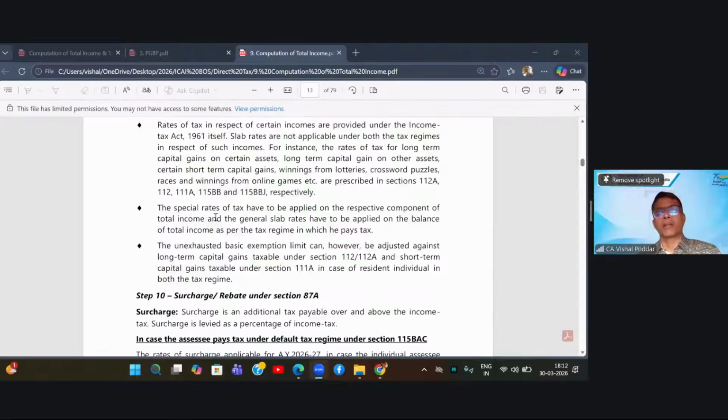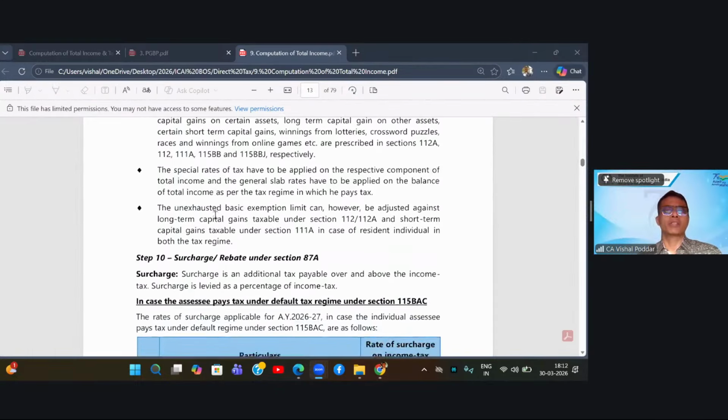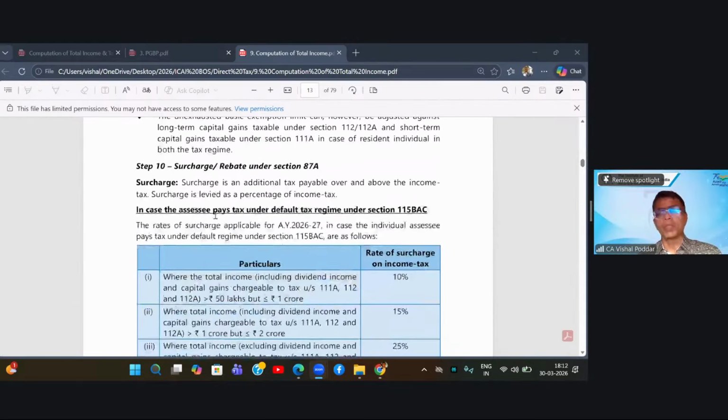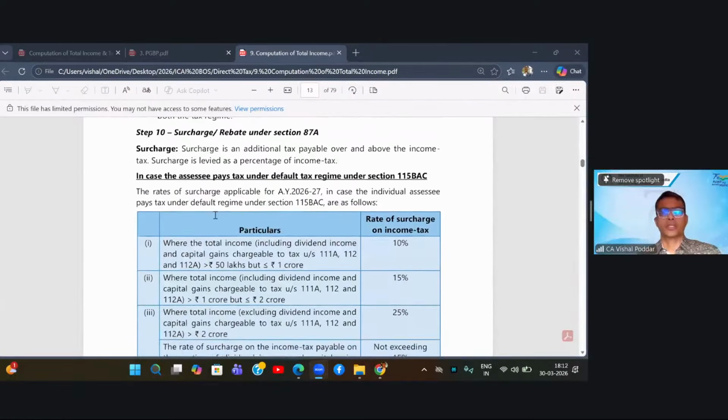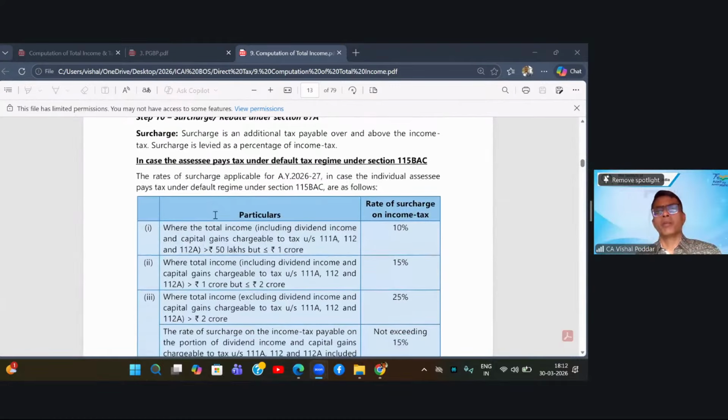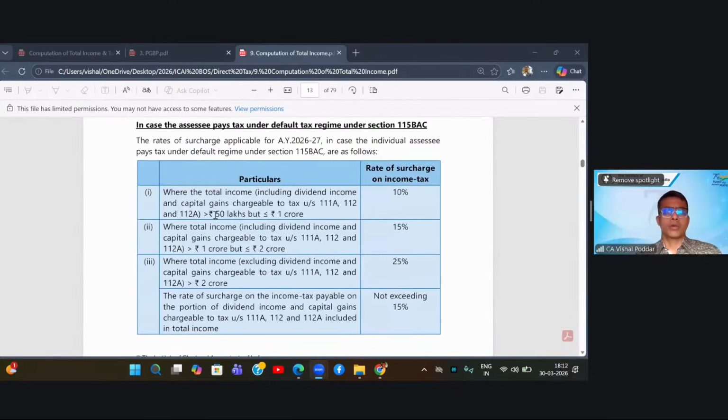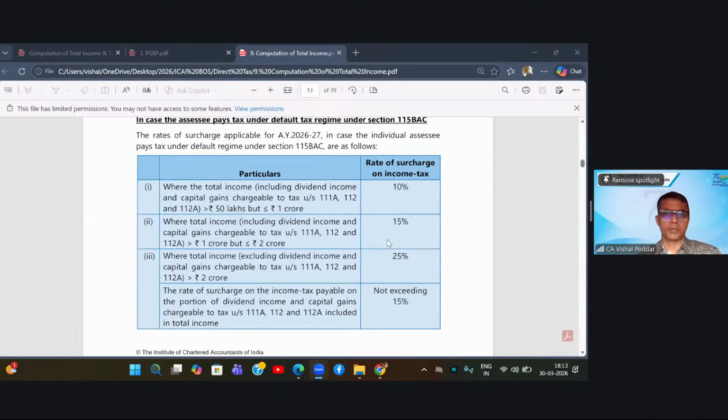These are the tax rates on winnings and virtual digital assets. So these are having special tax rates. Now comes another point, that is surcharge. Now again, depending upon the scheme, there are 2 different surcharge slabs. So firstly, under the new scheme, that is the default regime, if your income exceeds 50 lakhs and is up to 1 crore, it is 10%. If it is exceeding 1 crore up to 2 crores, it is 15%.